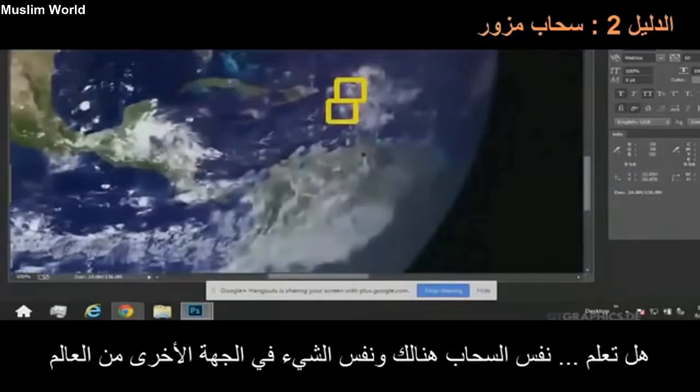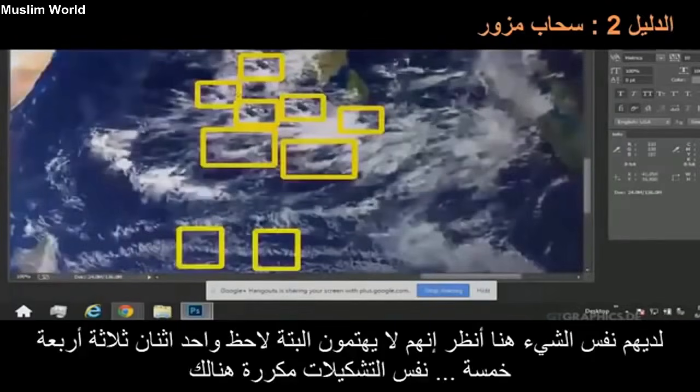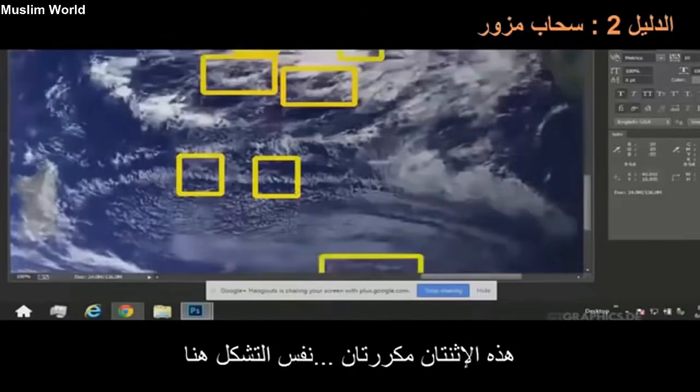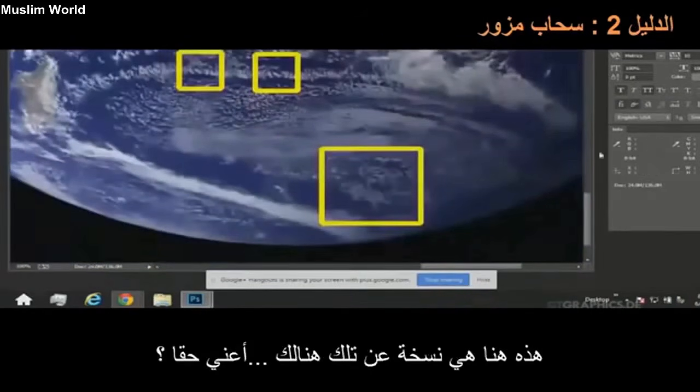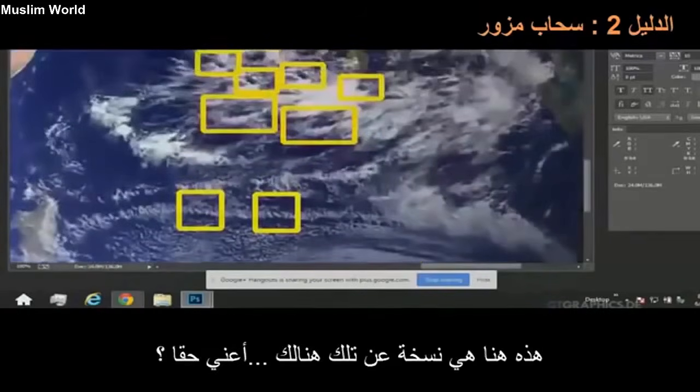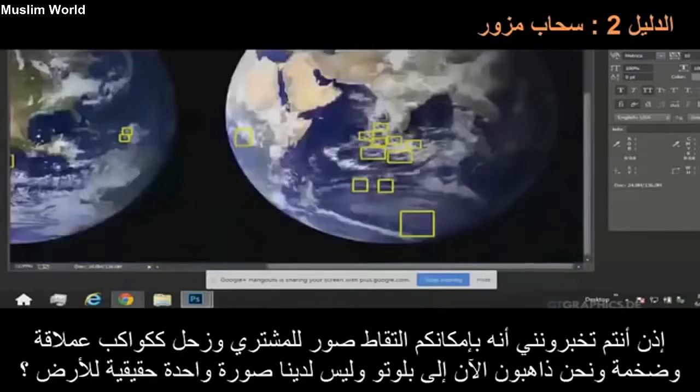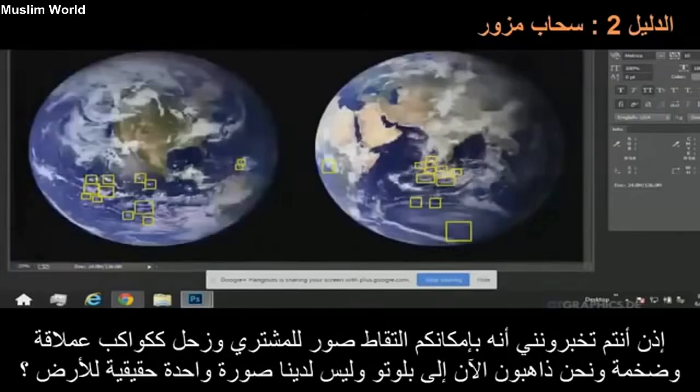Same clouds right there, and same thing on the other side of the world. They got careless. Here, look, 1, 2, 3, 4, 5 of the same formations replicated right there. These two replicated, same exact formations right here. This right here is a clone of that right there. I mean, really? So you're telling me that we could take pictures of Jupiter and Saturn, huge, massive planets, and now we're out going to Pluto, but we don't have one legitimate picture of the Earth?